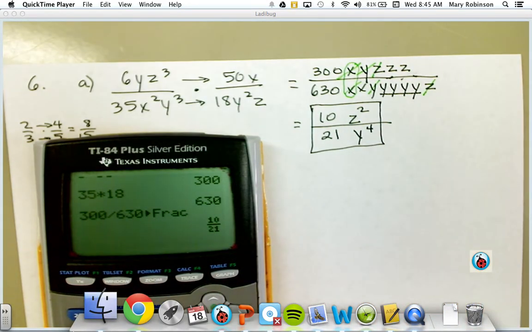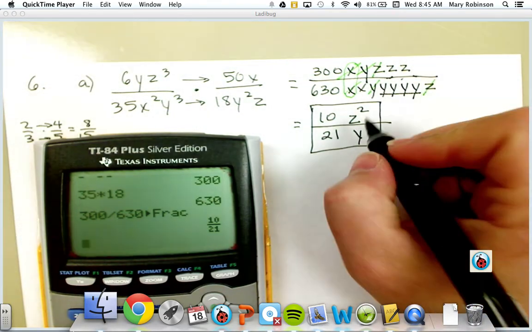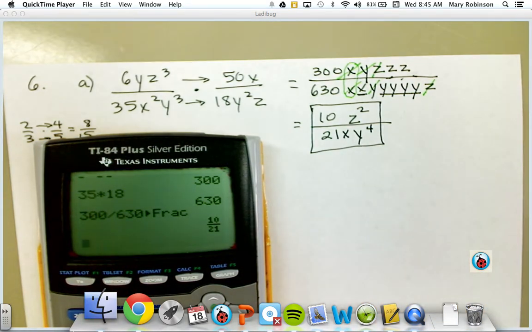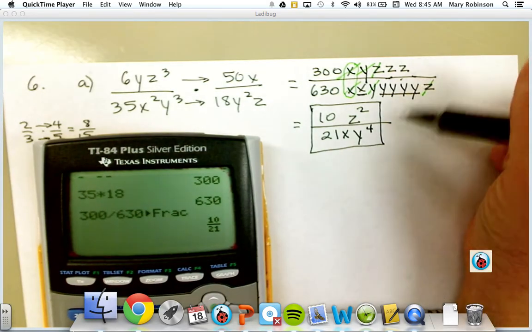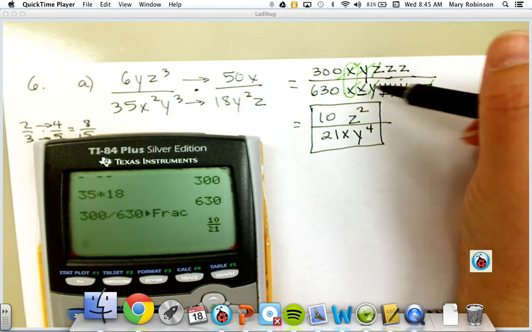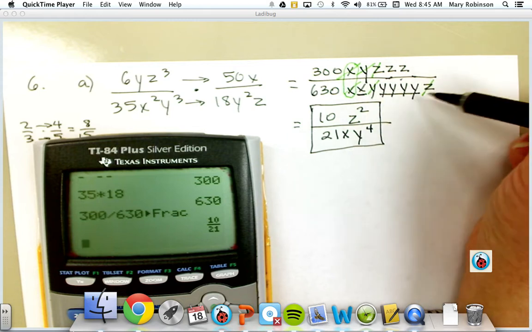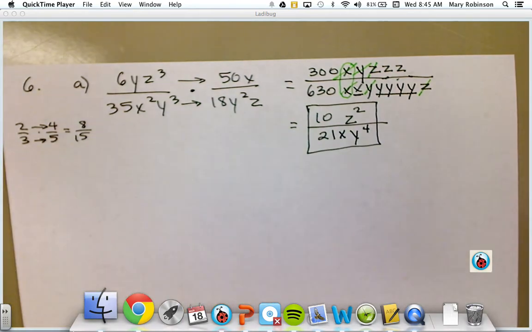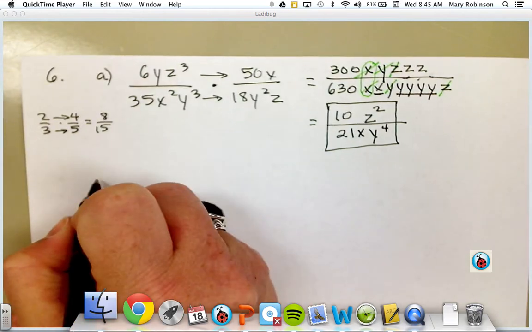10z squared over 21 y to the 4th. Oh, I apologize. I forgot this x right here. Let's squeeze that x in there. 21x y to the 4th. So just be careful. Make sure you go back and look as I did, because it's easy to leave one out, so you want to make sure that nothing gets left out. It even helps to use a different color pen or maybe a highlighter so that you don't leave anything out. And you can use that on your test if you like.